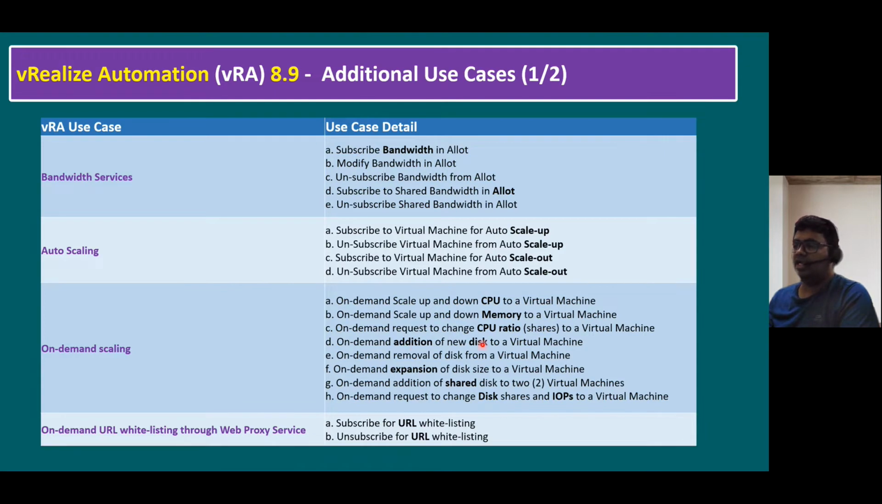And we can add an additional disk, or you can remove the disk, or you can also expand the disk. Okay, these are all our day-to-day operations also. And on demand addition of shared disk to virtual machine and increasing the IOPS, this is also a recommended on demand scaling task. Okay, and apart from this, we also have some internal URLs or internet URLs that have to be whitelisted through web proxy service, that case also can be performed through vRA automation.